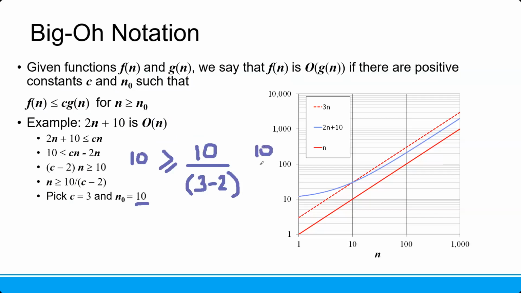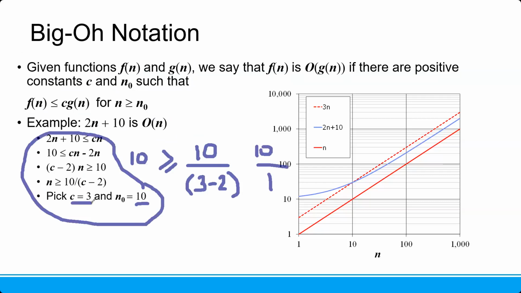Then we can have that one: 10 divided by 1 is greater than or equal to 10. Because this condition is true, and there is a constant C and a constant n0, then we can say that 2n plus 10 is O(n).